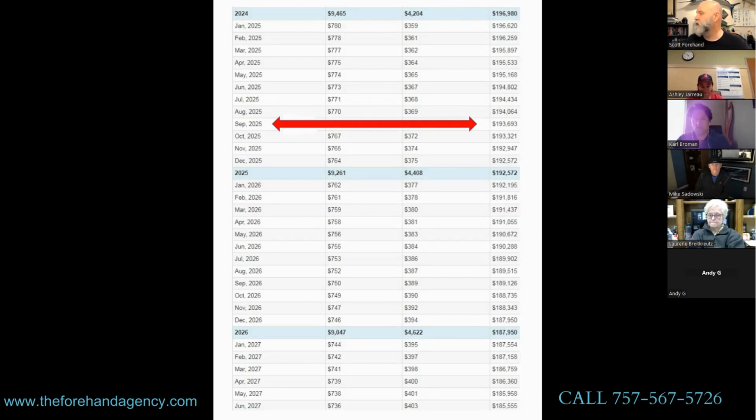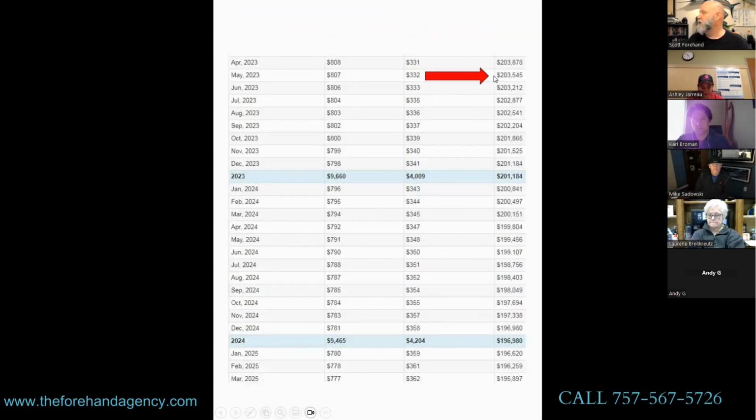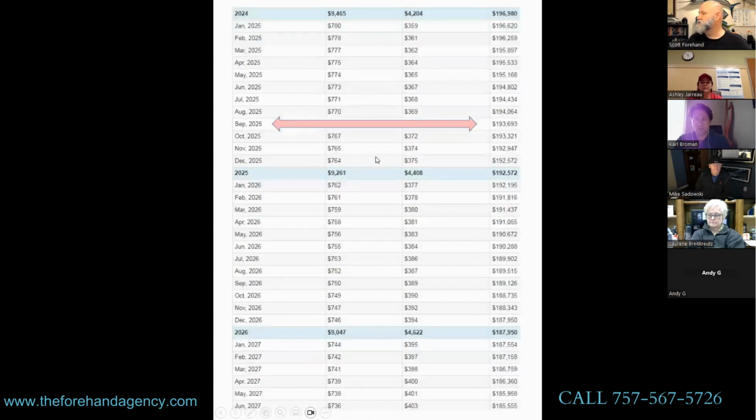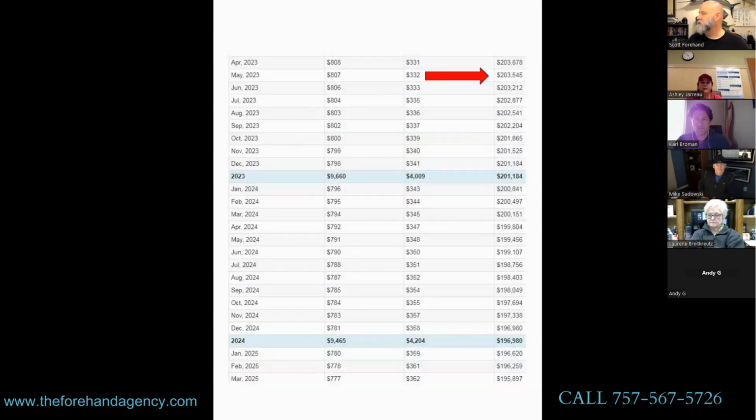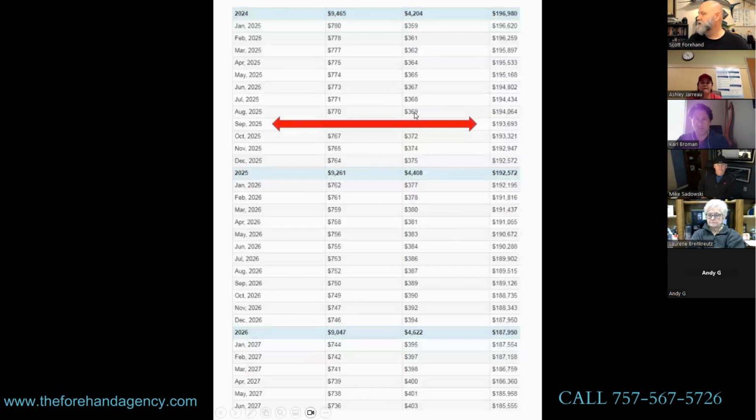So one more thing I want to draw your attention to, okay? This is where we were. May of 2023. We were making interest payments of $807, principal payments of $332. Overnight, this is where we are. 332 to 369. Anybody want to do the math on that?